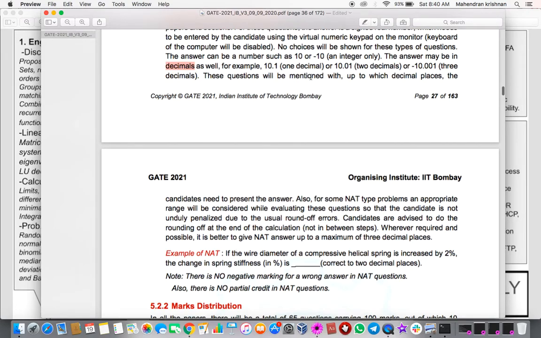The questions will be mentioned. Also, for the same NAT type problems, an appropriate range will be considered while answering these questions. For some NAT approximation, I mean, an appropriate range will be considered while evaluating these questions.